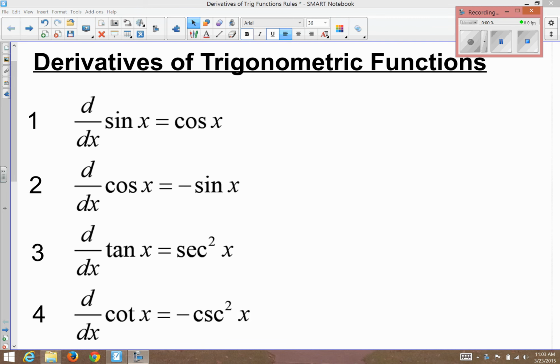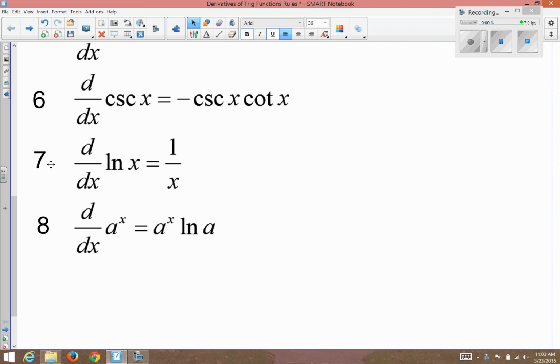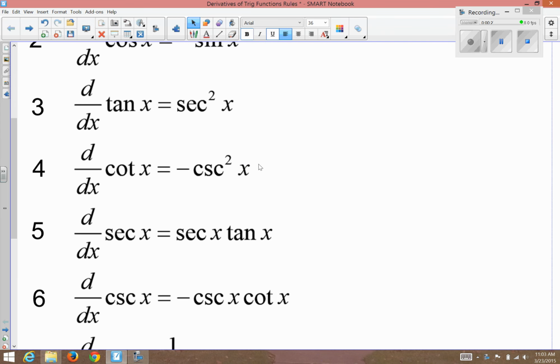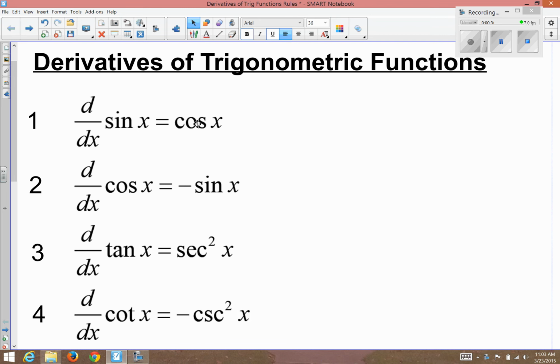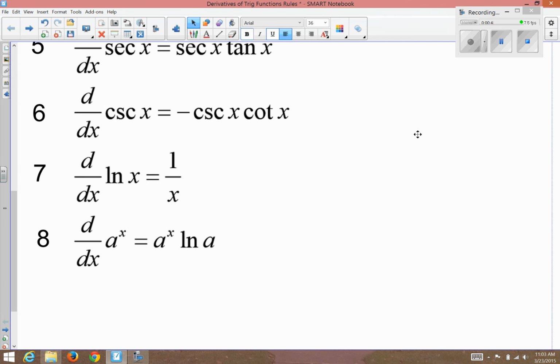Derivatives of trigonometric functions. You should have this handout with these rules. I numbered them 1 through 8. The rules numbers 7 and 8 are not trigonometric functions, so we'll use those in a later section. We're going to do some exercises from page 140. Eventually, you'll need to memorize all of these rules for the derivatives of trigonometric functions, plus rules 7 and 8 on this list.